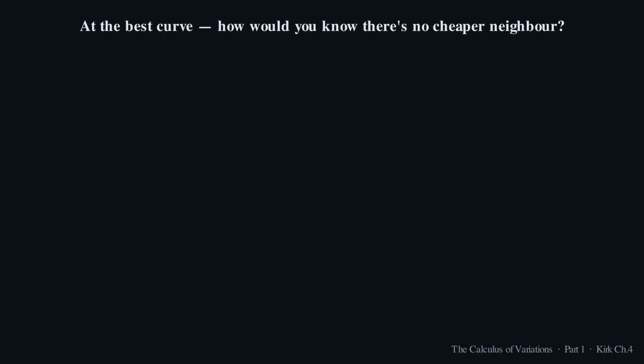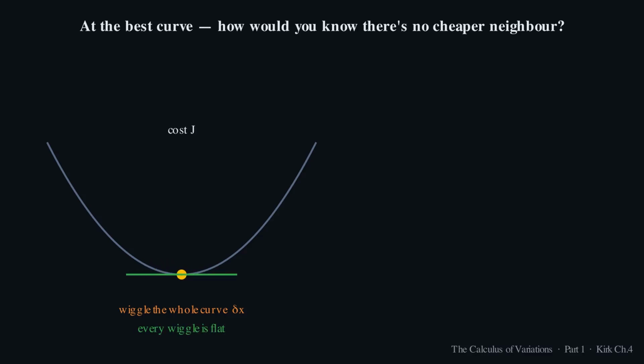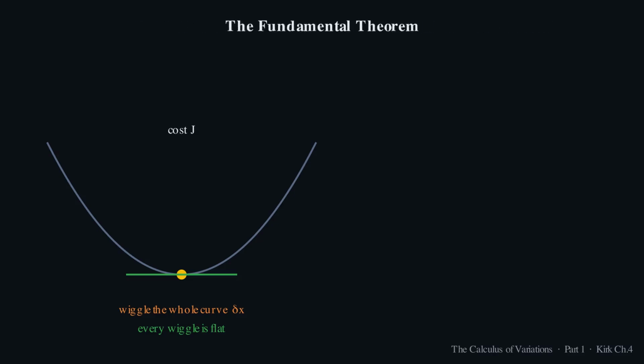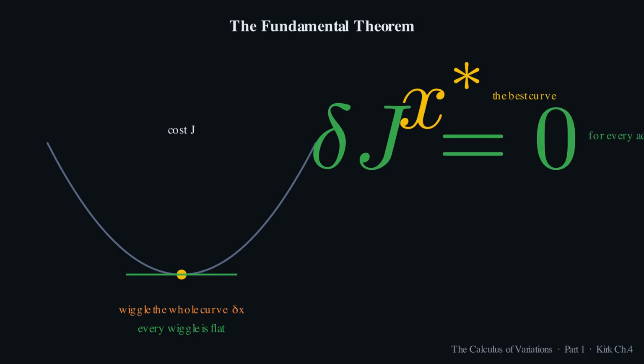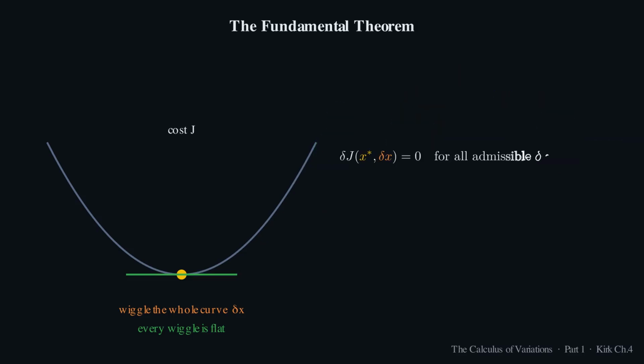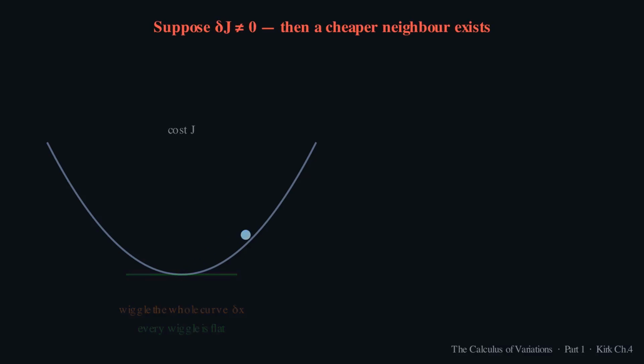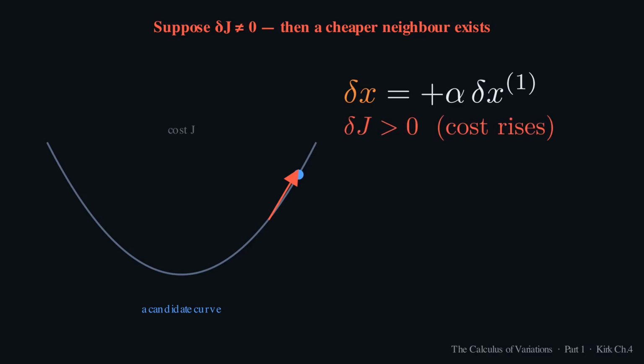So when is a curve the best one? Think of a ball at the bottom of a valley. Nudge it in any direction and it doesn't roll downhill. At the lowest point, every direction is flat. The same must hold for our best curve. Wiggle it any way you like, and to first order, the cost cannot drop. So the variation of j must be 0 for every admissible wiggle. That is the fundamental theorem.